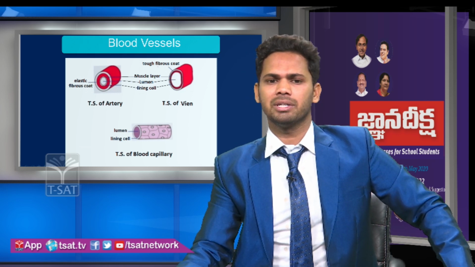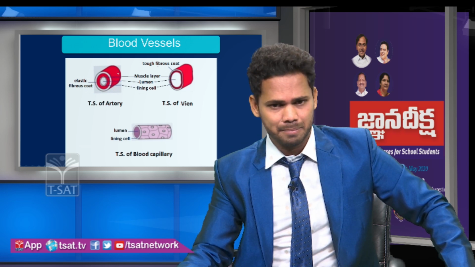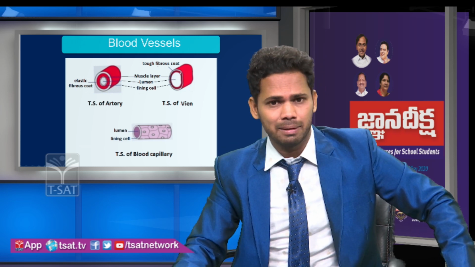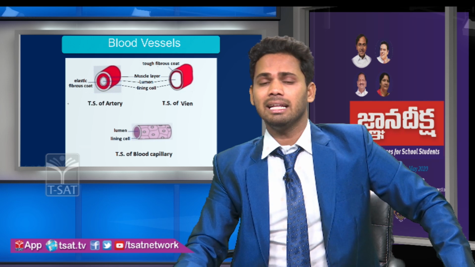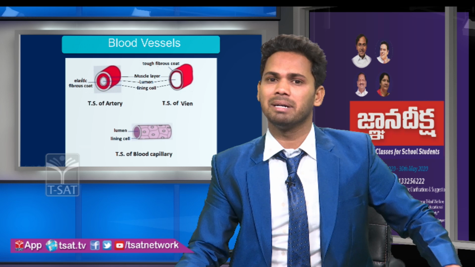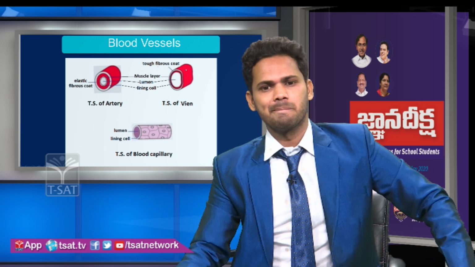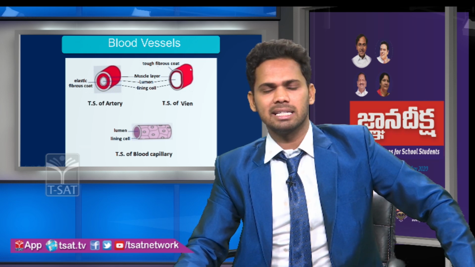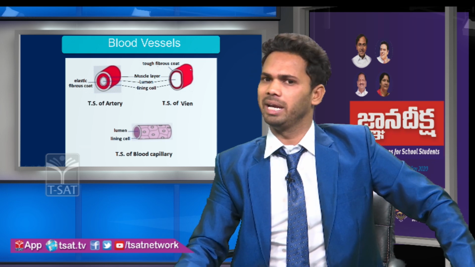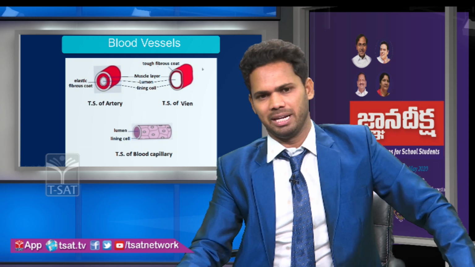In arteries, oxygenated blood is always transported, but in veins, deoxygenated blood is always transported. In arteries always oxygenated blood, except the pulmonary artery. And in veins always deoxygenated blood, except the pulmonary vein. In the pulmonary vein, oxygenated blood is transported.